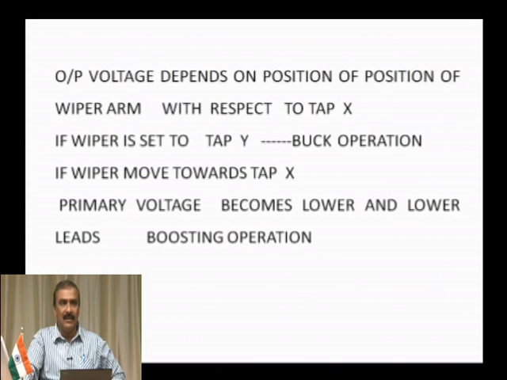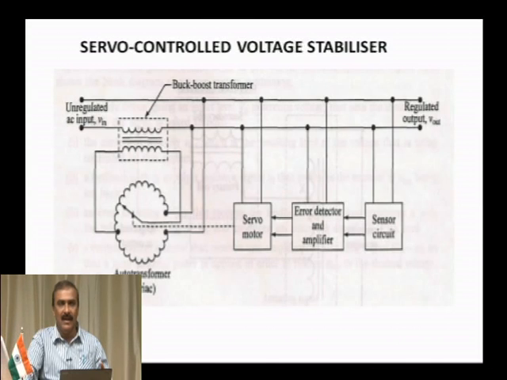Now how does it change? The output voltage depends on the position of the wiper arm with respect to tap X, which is shown there. If the wiper is set to tap Y, it is buck operation. Bucking means reducing the voltage. If the wiper moves towards tap X, the primary voltage becomes lower and lower and it leads to boosting operation. As and when you vary tap Y towards X, it gives you boosting operation. As and when you vary it down, it gives you bucking operation. Based on that you have this servo controlled stabilizer. So the buck boost transformer concept has been explained.